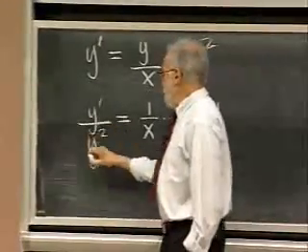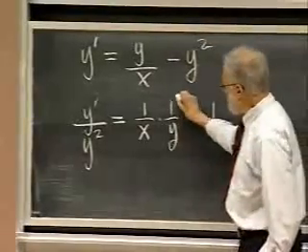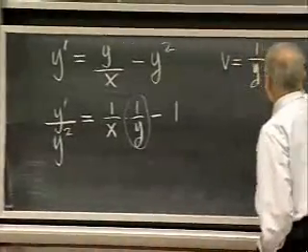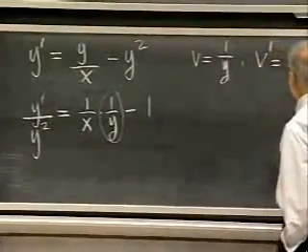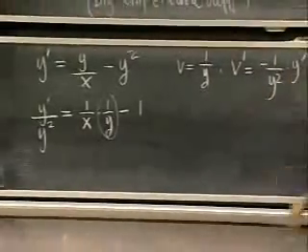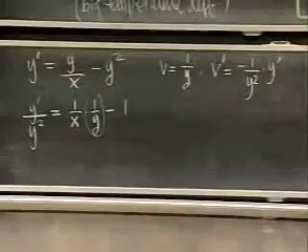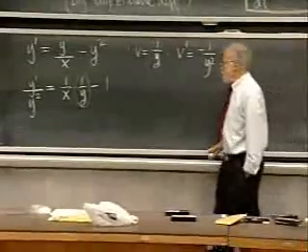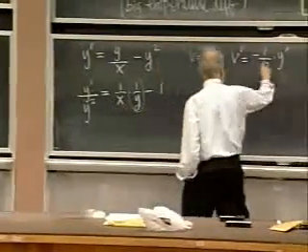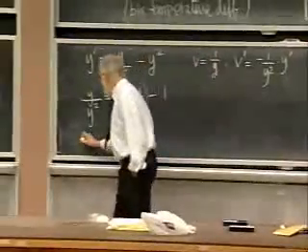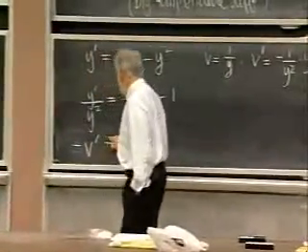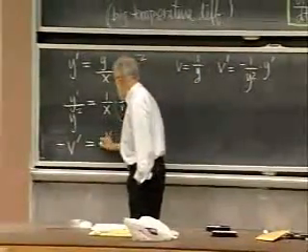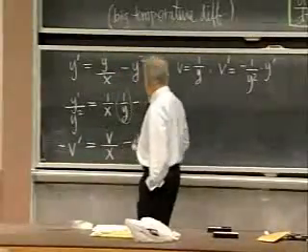And now the substitution that I'm going to make is for this thing: v equals 1 over y. It's a direct substitution. v prime is going to be negative 1 over y squared times y prime. Don't forget to use the chain rule, because the differentiation is with respect to x, of course, not with respect to y. So what's the left-hand side? The only difference is it's got a negative sign. So this is minus v prime equals 1 over x times 1 over y minus 1, so it's v over x minus 1.